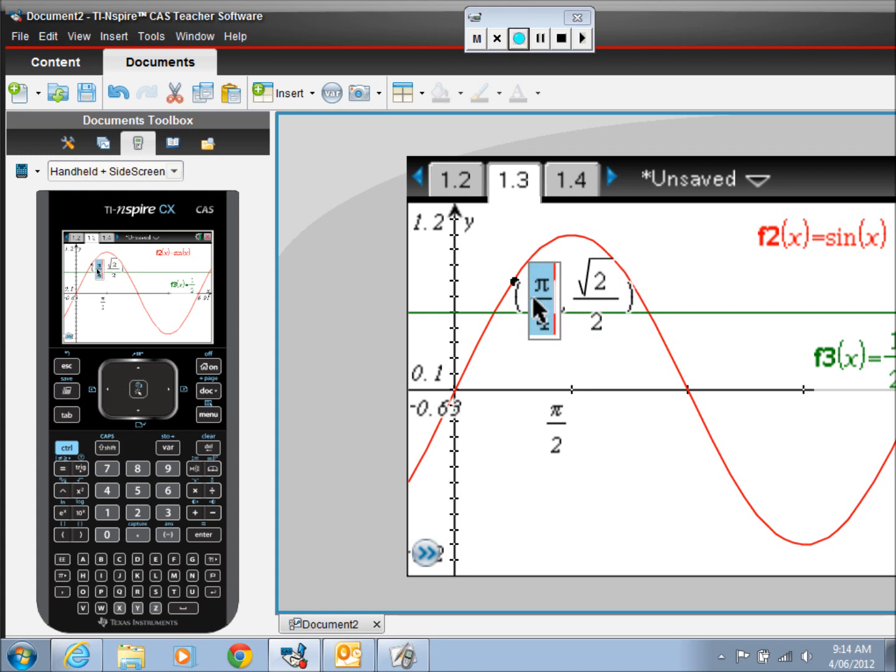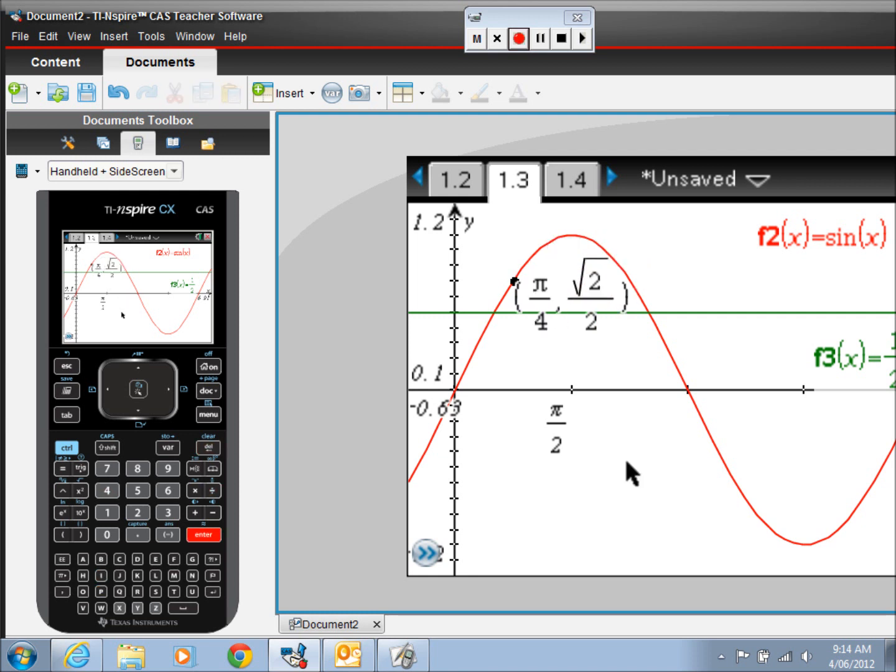And then when I change it to pi on 3, it should move a bit more to the right, pi on 3, because we know that sine of pi on 3 is approximately 0.9. And there it is.